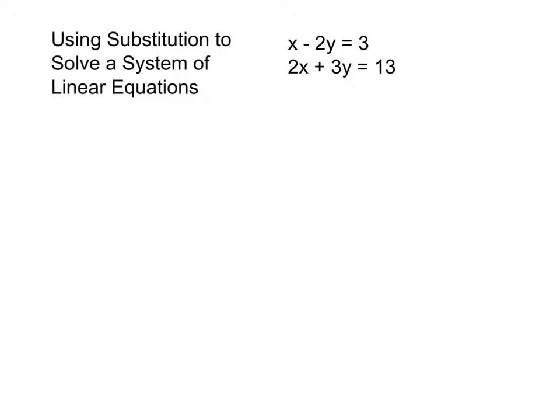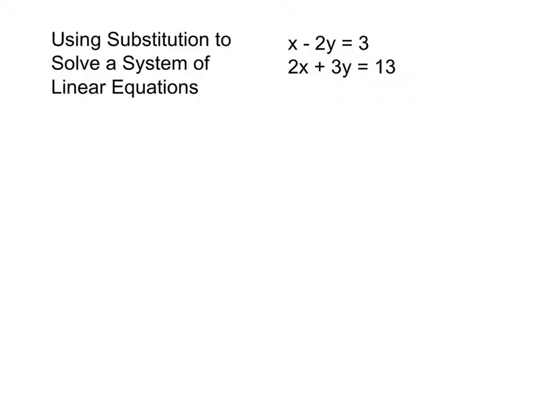Okay, so let's solve this system of linear equations here using the substitution method. We're going to be solving the system of equations x minus 2y equals 3 and 2x plus 3y equals 13. Now, since I don't want to graph this just to get the solution, I want to use substitution, which means my first step is to take one of these four variables, the x or the y in either equation, and get it by itself.